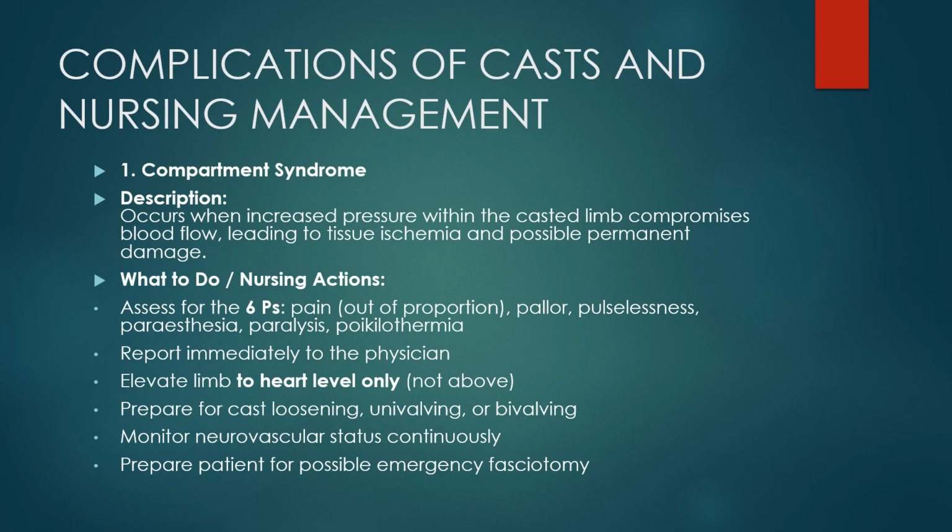So first of all, to know that there is a complication such as compartment syndrome, we first do the 6 P's assessment, which are the pain, pallor, pulselessness, paresthesia, paralysis, and poikilothermia, and then you report to the physician. Elevation of the limb is also needed, and then you prepare the cast for loosening, because at this point in time it's restricting blood flow.